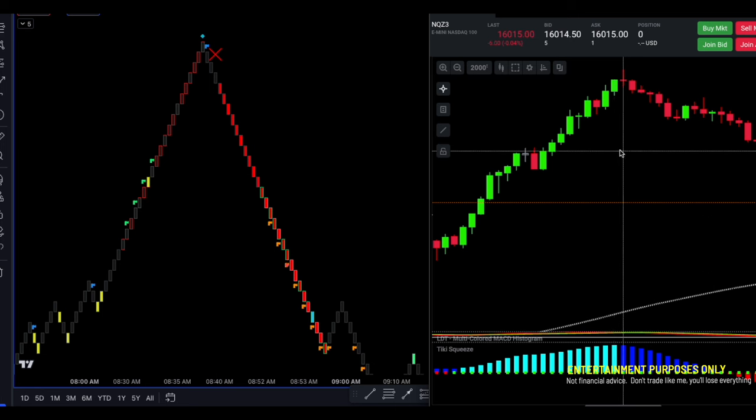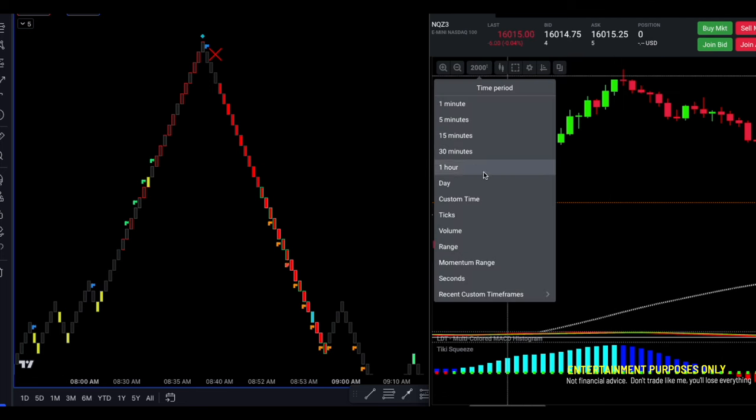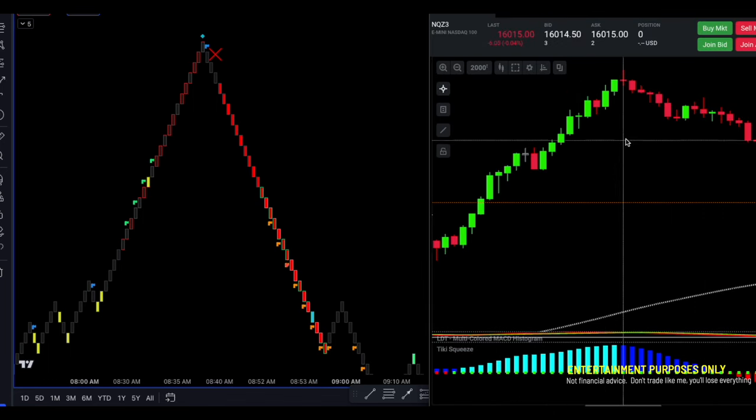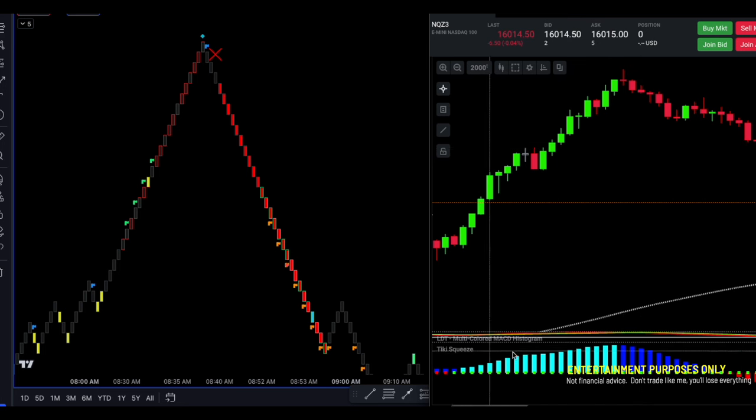So you can use Quant Tower. I mean, you can use whatever supports a 2000 tick chart. When I say tick chart, you go ticks and then you have 2000. So you go file ticks, you type in 2000, and this is what it looks like on TradingView, and you also want to add a TTM squeeze.